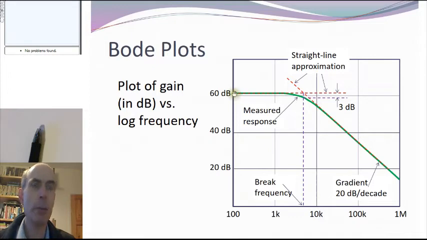If you extrapolate the low frequency straight line and the high frequency straight line, they meet at this point here, which is known as the break or corner frequency. And at the break or corner frequency, the gain should be 3 dB down on the low frequency value. That is the theory. We're about to try and see if it actually works in practice.